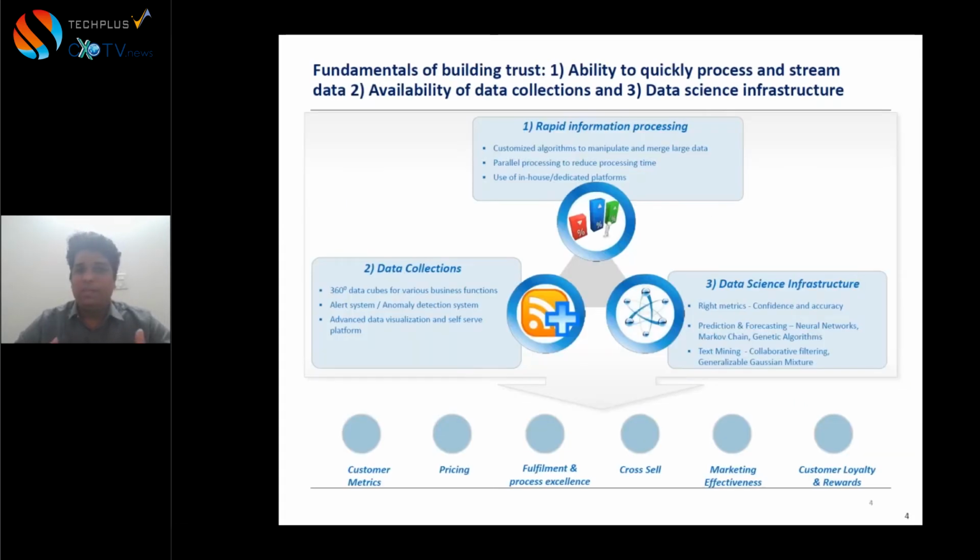So, what are the fundamentals of building trust in AI ML? I think three key steps summarize things really well. One is, how do you build an infrastructure for rapid information processing? Here, it is very important that you have a strong view on what are the real-time use cases that exist in the organization. What are the use cases that can be at a lag of 1 day, 2 days, or a few hours? Depending on that, the choice of infrastructure, the choice of CDM tools should be made.